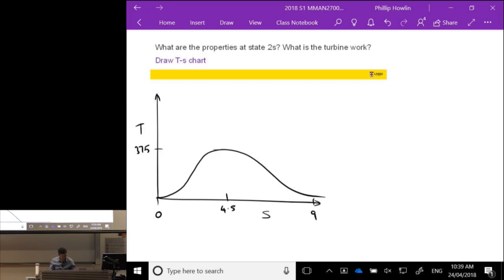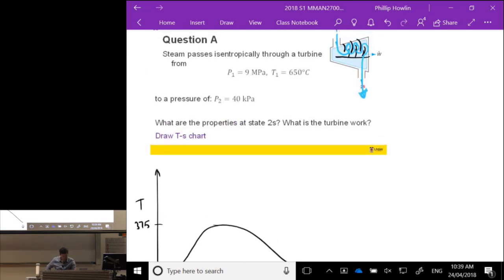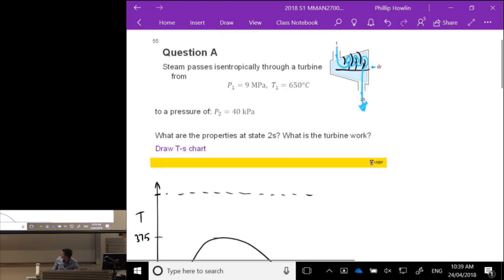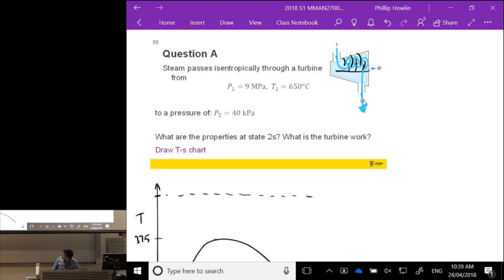Now what have we got? We've got a temperature of 650 and a pressure of 9. So the temperature is going to be up here, for example. Well, that looks like about a 650 kind of line. Now the question is, what is our entropy at that? I think we need to turn to our thermodynamic property tables and get a value for S in order to draw the TS chart.